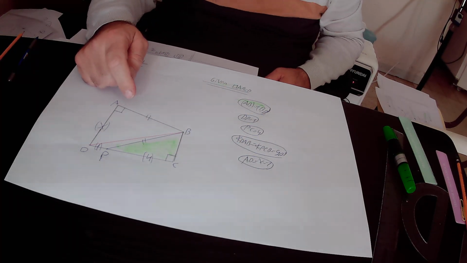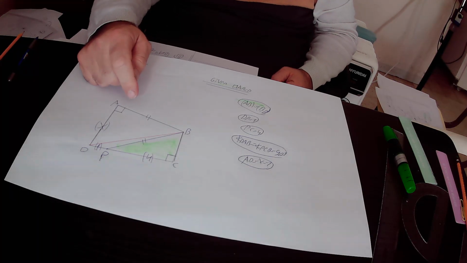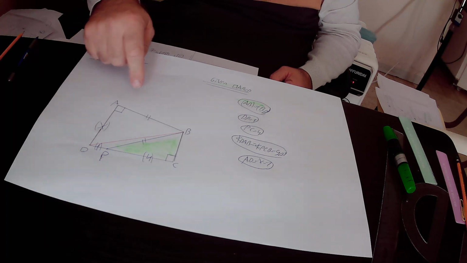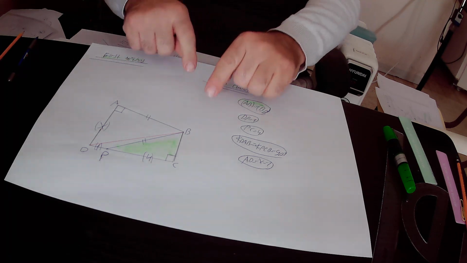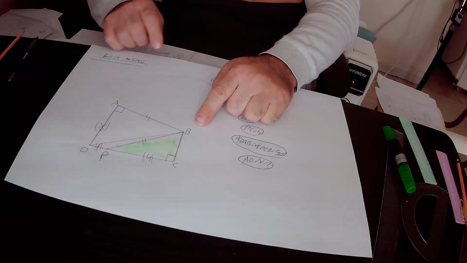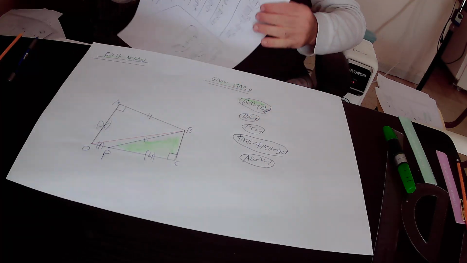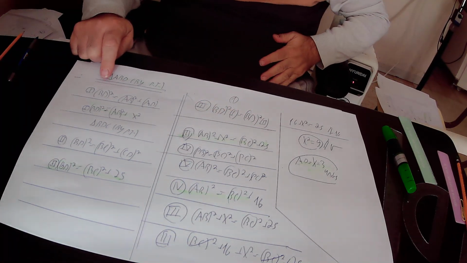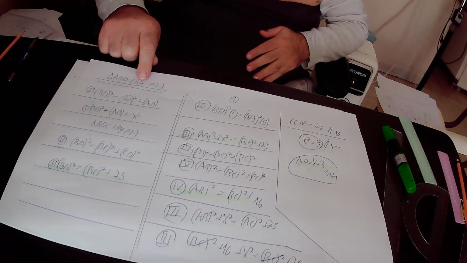According to the Pythagoras theorem, in any right triangle, the square of the hypotenuse equals the sum of the squares of the perpendicular sides. So in this upper right triangle ABD, according to the Pythagoras theorem, BD squared, that is the square of the hypotenuse, equals AB squared plus AD squared.